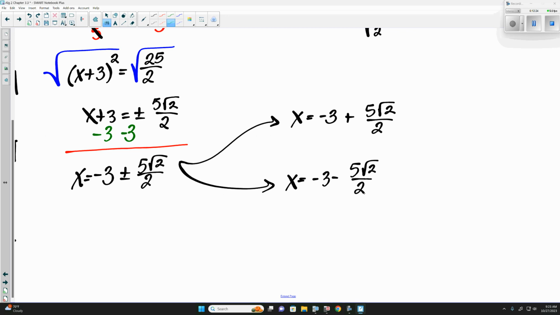If we added, or we needed to add 3 instead of subtract, it would have been 3 plus or minus 5 square roots of 2 over 2. Questions on how we got to this here?